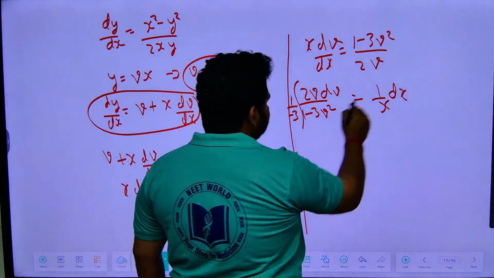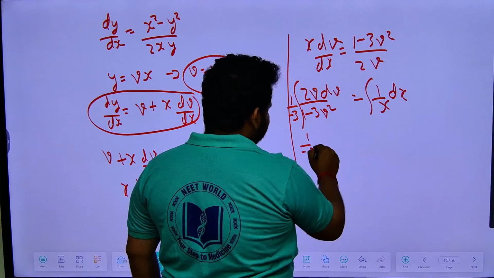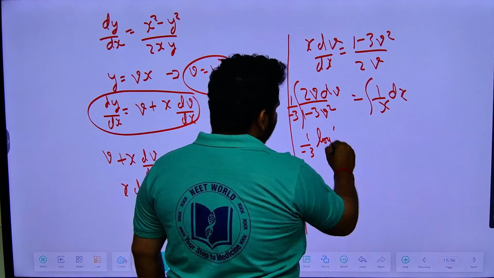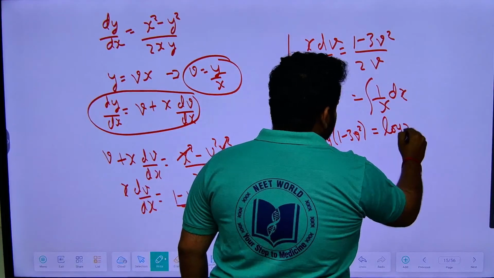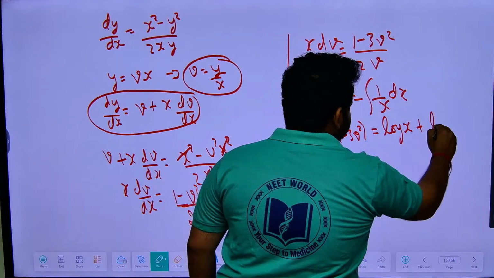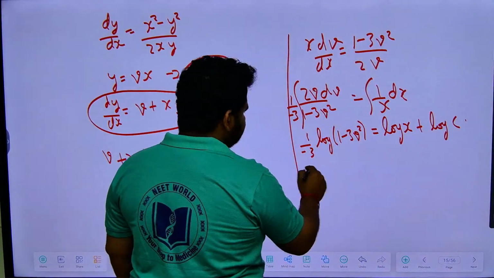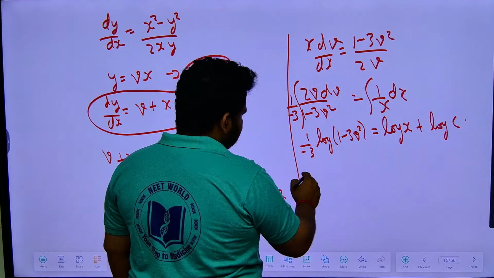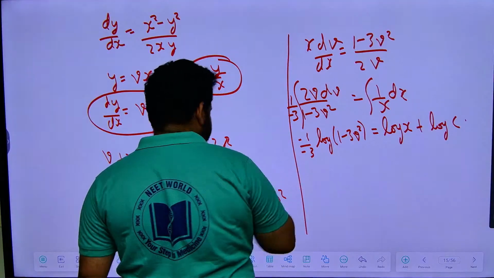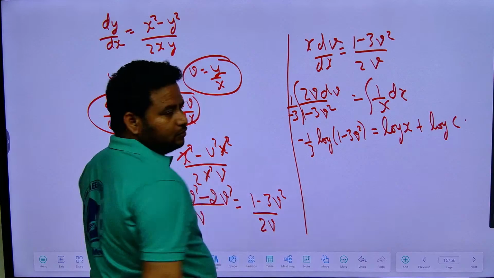If I integrate now, this will become minus 1 by 3 log of 1 minus 3v square is equal to log x plus log c. Log x plus log c. This minus is there, so what can I do with it? Let us keep this minus here. Minus 1 by 3 is there. What can we do?